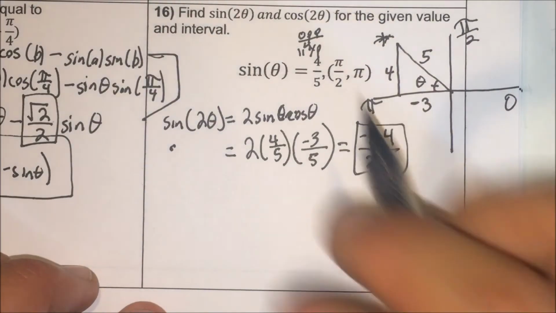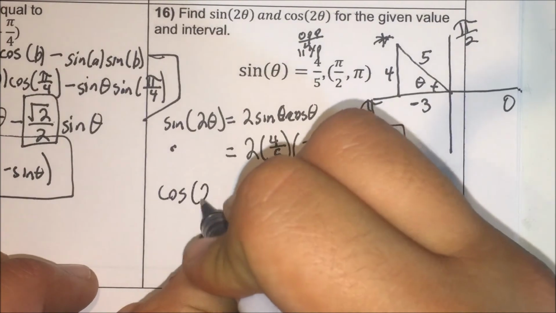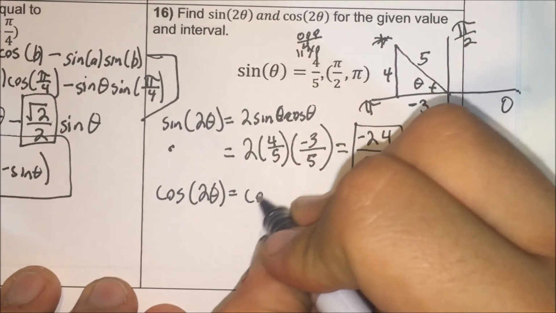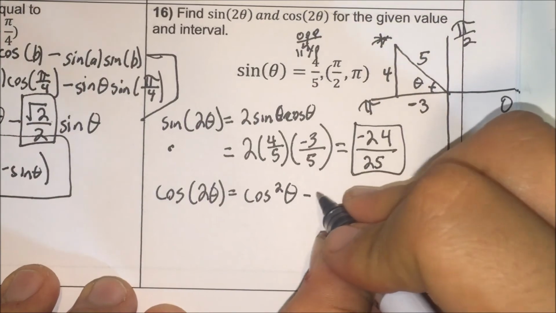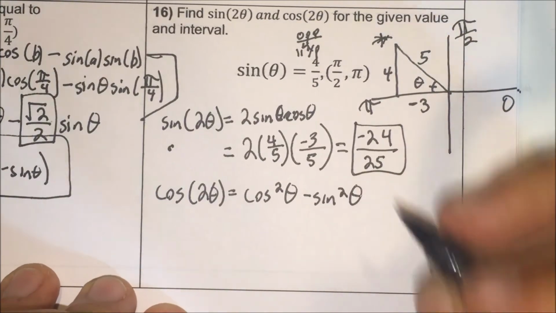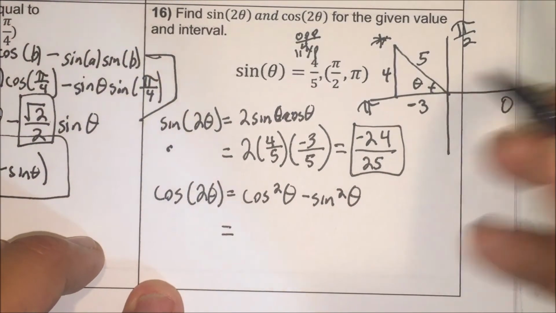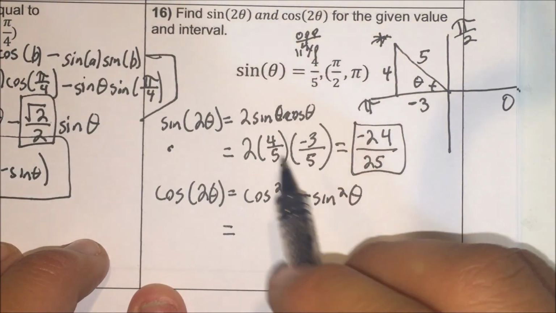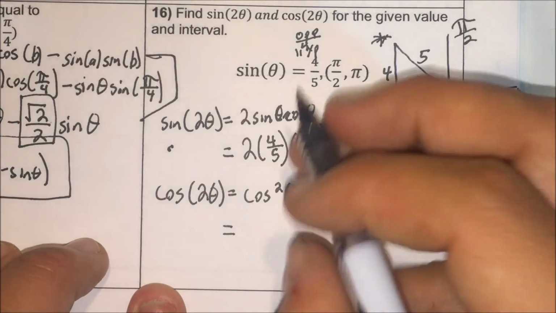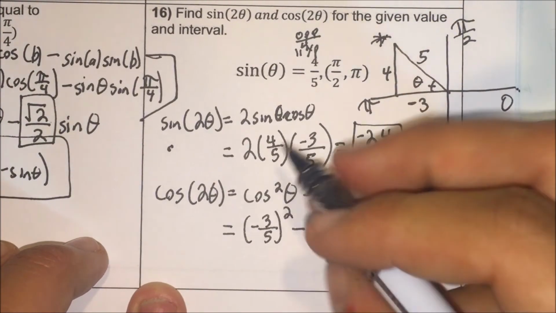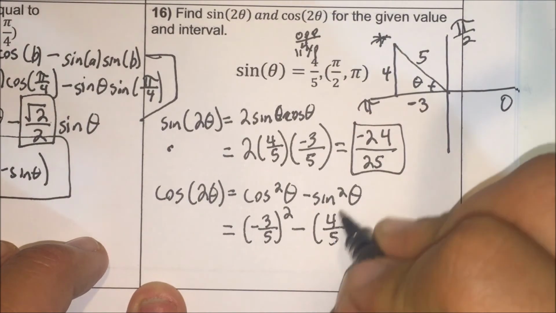But now if we want cosine of 2 theta, which is what we're also asked for, we actually have 3 options if you go back and look at those notes. I'm going to use this one, and again, any of the others will work, but there's one that says cosine squared minus sine squared. So I just plug into this one. Cosine, again, is negative square root of 3 over 5, with the square, minus sine, which would be 4 over 5 squared.